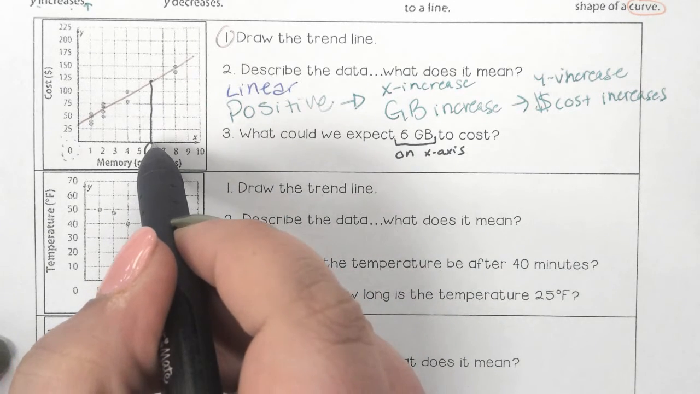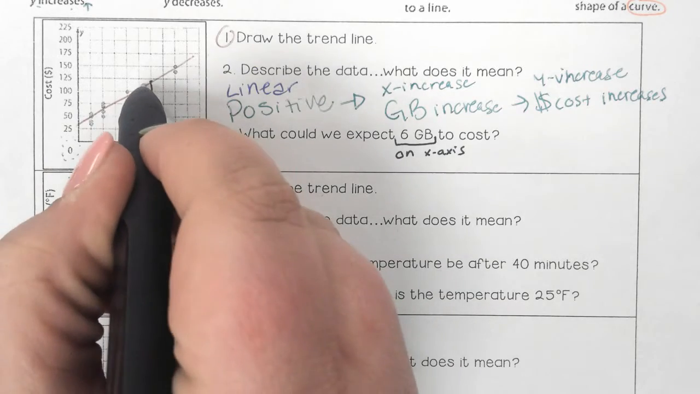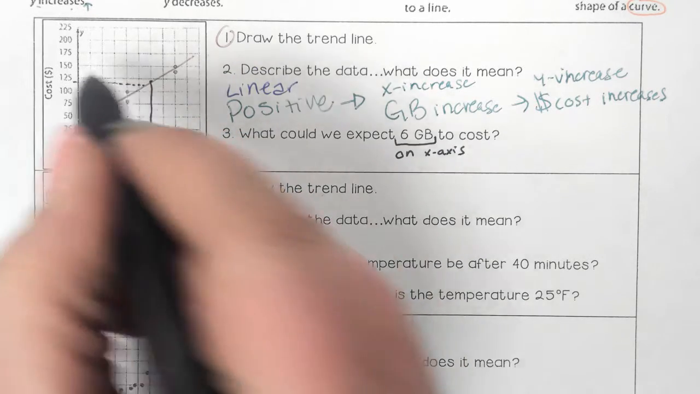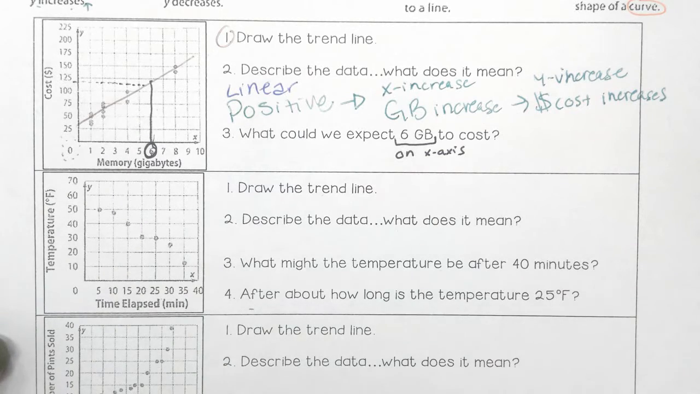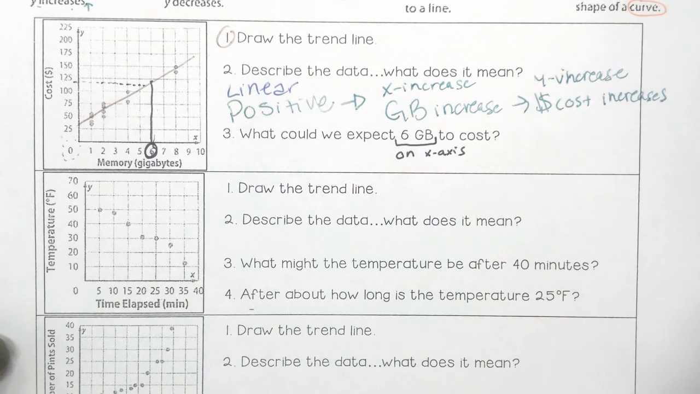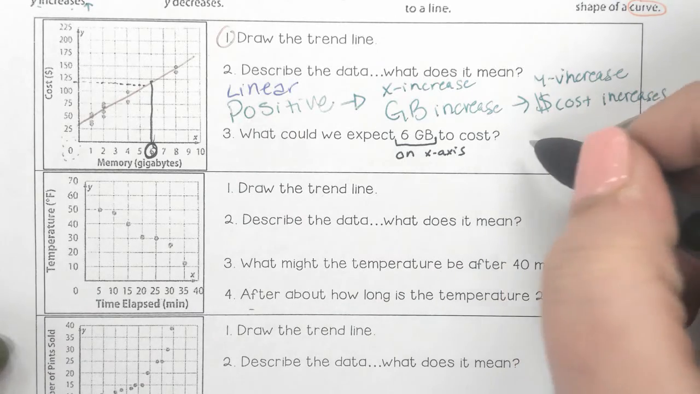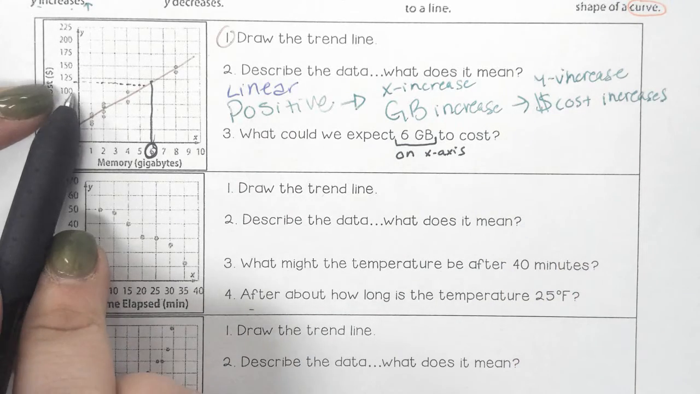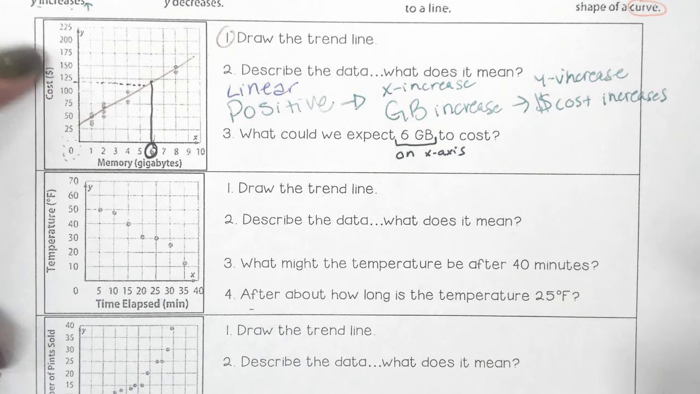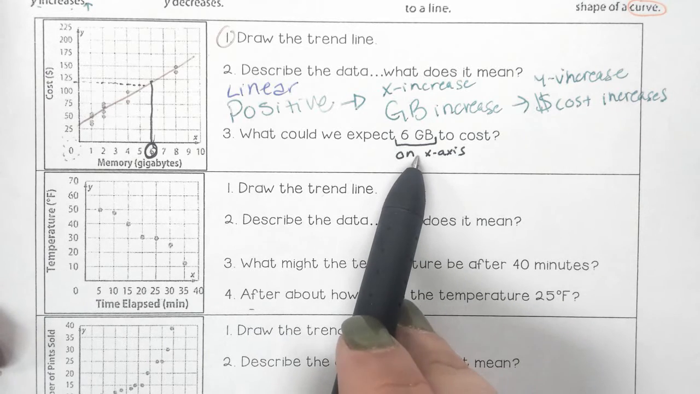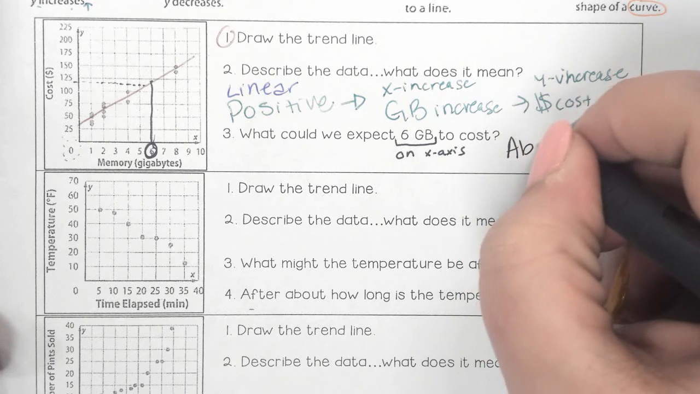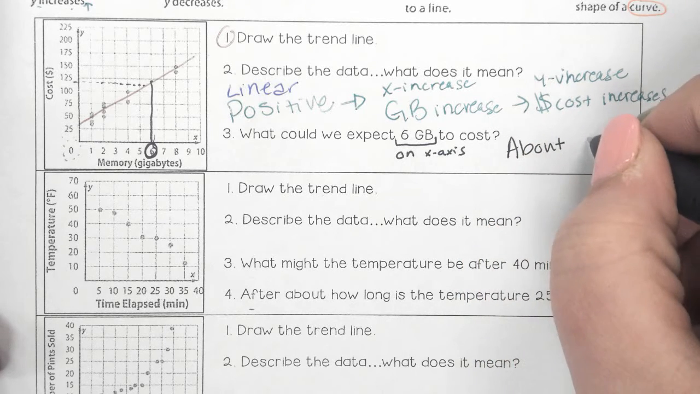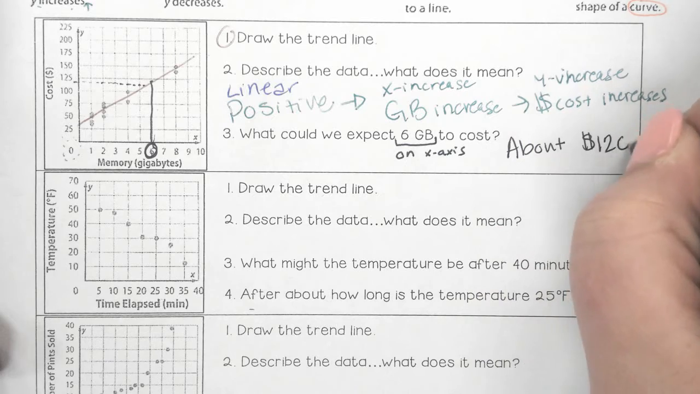So 6 gigabytes on that line is between 120 and 125, and it's a lot closer to 125. So any kind of educated guess will be really good here. But we know we can expect to spend between $100 and $125 for something with 6 gigabytes of memory. So I could say about $120.